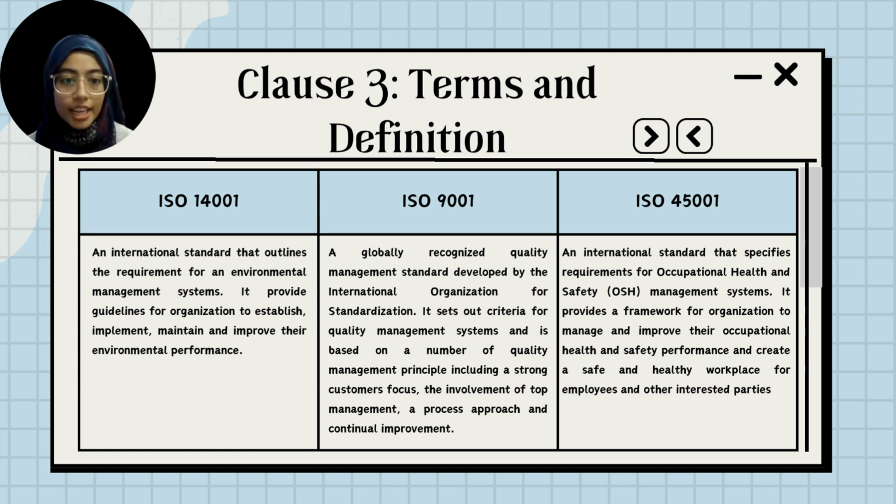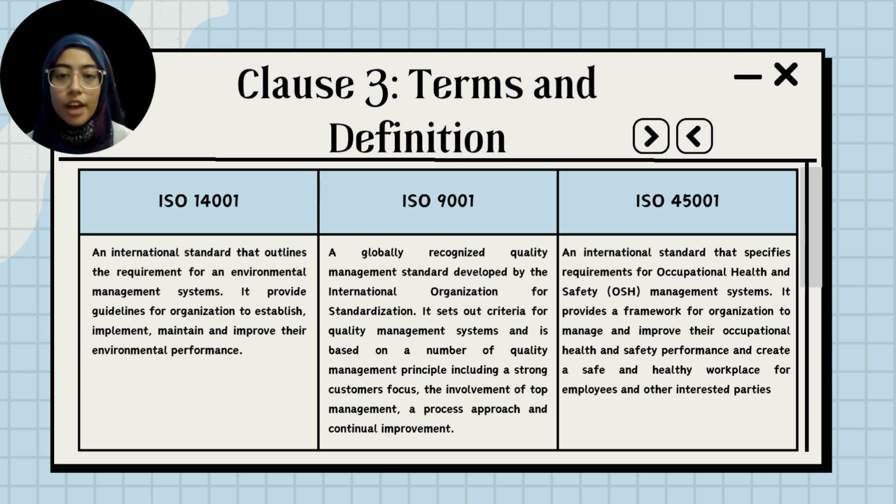It provides guidelines for organizations to establish, implement, maintain, and improve their environmental performance. For the definition of ISO 9001, it is a globally recognized quality management standard developed by the International Organization for Standardization. It sets out criteria for a quality management system and is based on a number of quality management principles, including a strong customer focus, the involvement of top management, a process approach, and continual improvement.